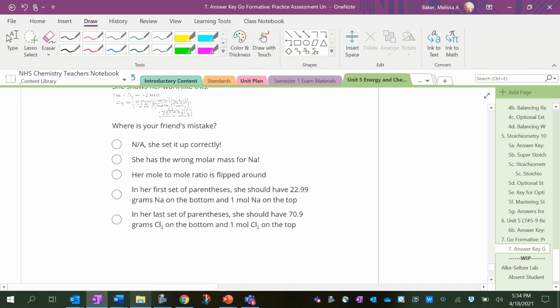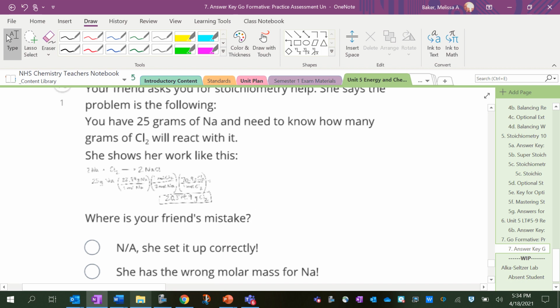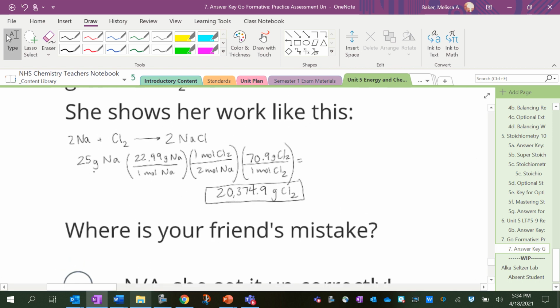And then we have one more question to do. It says, your friend asks you for stoichiometry help. She says the problem is the following. You've got 25 grams of sodium and you need to know how many grams of chlorine will react with it. She shows her work like this. So let's see, she's got 25 grams of Na. Uh-oh, I already see a problem.